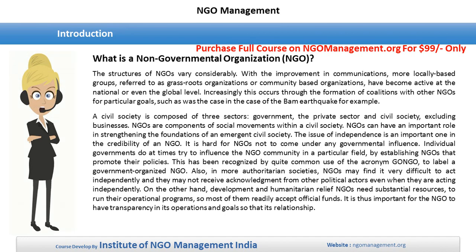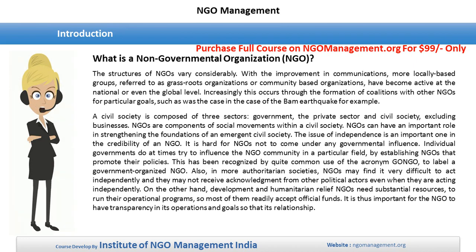What is a non-governmental organization (NGO)? The structures of NGOs vary considerably. With the improvement in communications, more locally based groups, referred to as grassroots organizations or community-based organizations, have become active at the national or even the global level. Increasingly, this occurs through the formation of coalitions with other NGOs for particular goals, such as was the case in the case of the dam earthquake, for example.